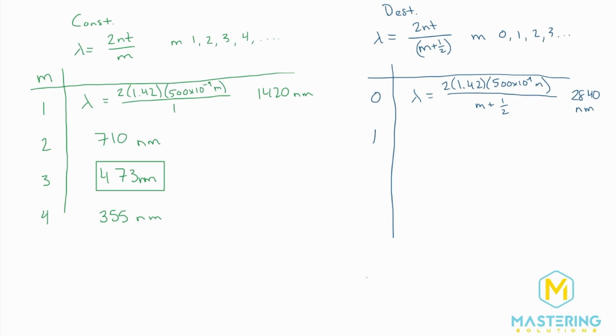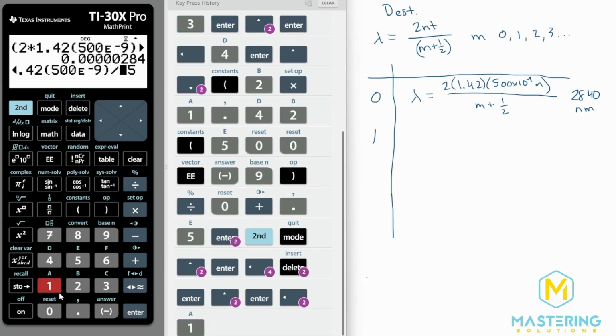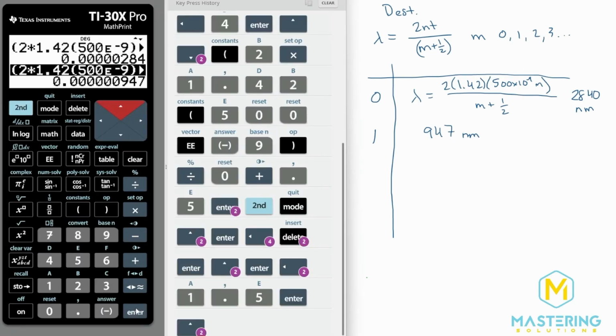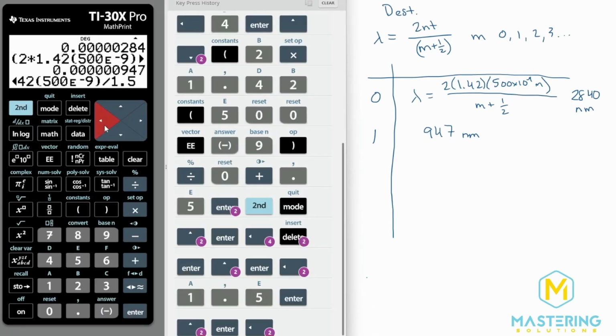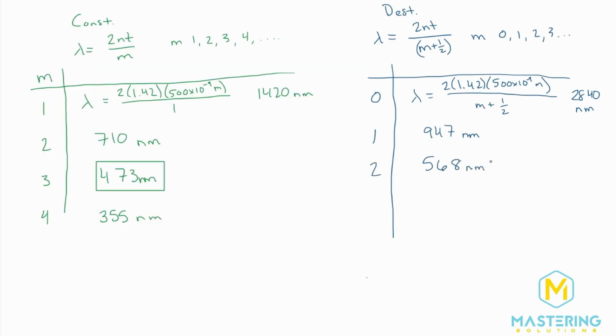Now let's do M of 1. So for M of 1, we're going to change this instead of 1/2. We have 1.5. Okay, so 947 nanometers. And that's not in the visible spectrum yet, 400 to 700. And let's continue on to M of 2. So 568 nanometers. That is in the visible spectrum.